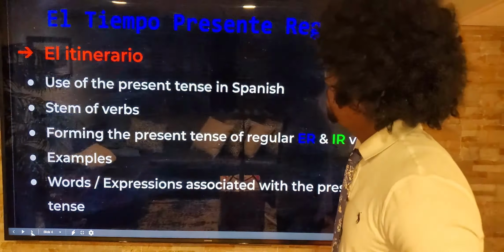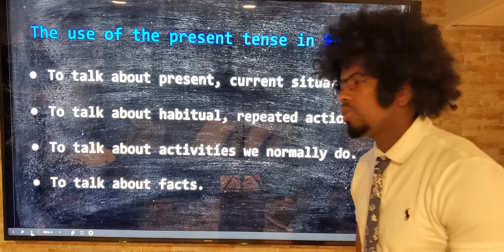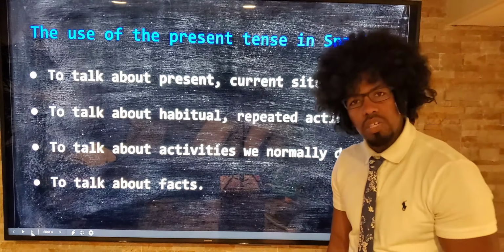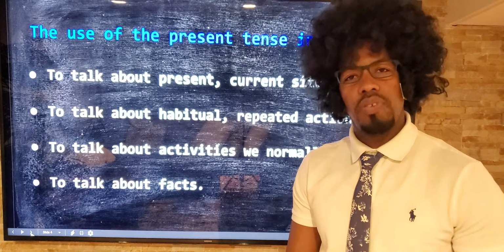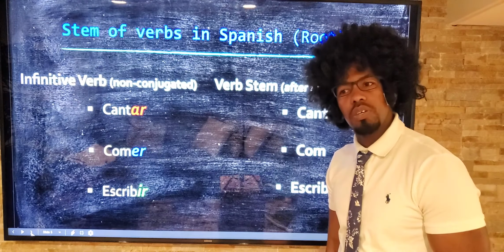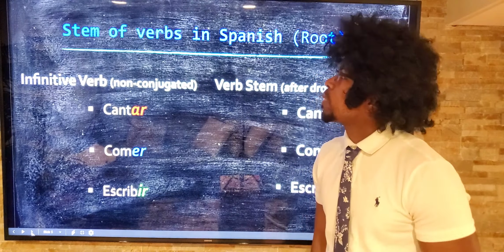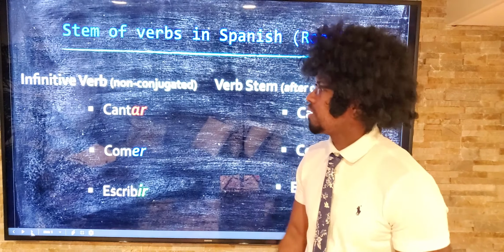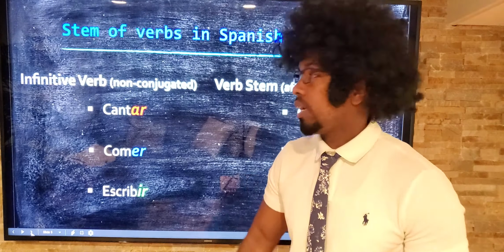So again, we use the present tense to talk about present or current situations, to talk about habitual or repeated actions. We also use it to talk about activities that we normally do and to talk about facts, okay? Remember, you can always pause the video to slow it down a little bit. So again, the last time we were talking about how all verbs in Spanish end in either AR, ER, and IR, and most of them end in AR.